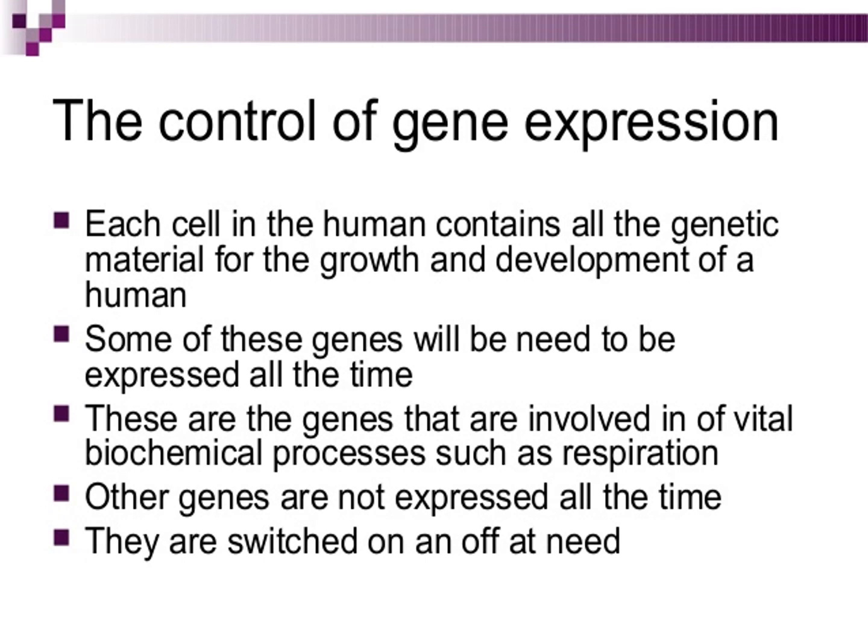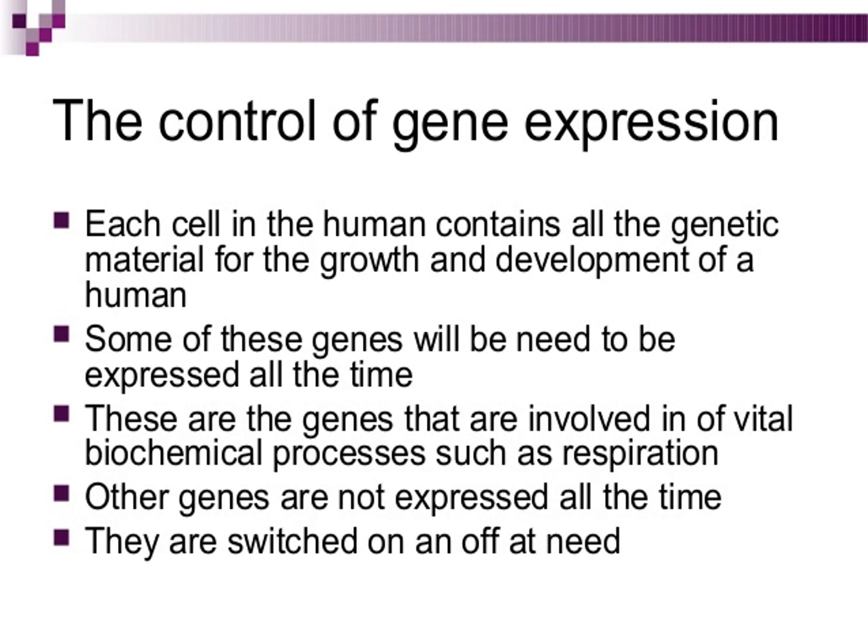So how is gene expression controlled? Just imagine that each cell in the human contains the genetic information, the genetic material for the growth and development of a human. Some of these genes will need to be expressed all the time. So what are the genes coded in our DNA? Most of the genes are expressed all the time, but some of the genes are not. Some genes are involved in essential biochemical processes, so those genes are expressed all the time, but some genes are not expressed all the time.